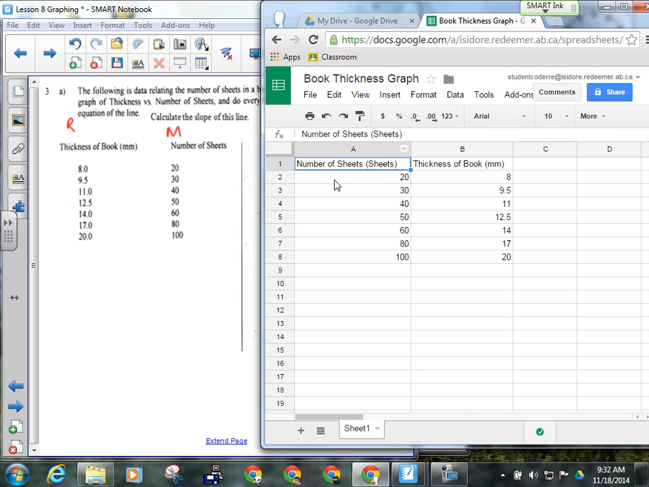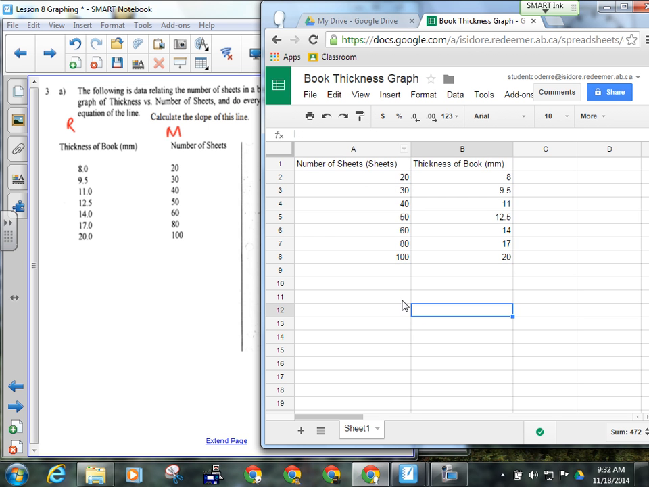All right. So once we have all of our data in, we want to tell Google Sheets what stuff we want to put on the graph. In order to do that, you just highlight. Make it all turn blue like it did for me there. So you just put your arrow in the first box, click and drag until you've highlighted everything.